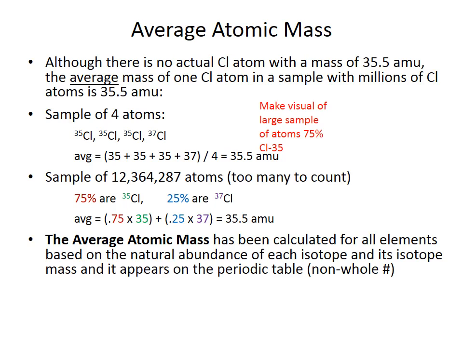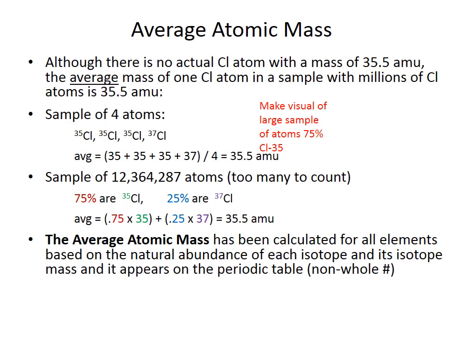and I get 35.5 AMUs. But if I wanted to look at a sample of 12 million atoms, I wouldn't be able to count them. In that case, I need to look at the weighting or the abundance of the mass 35 chlorine to the mass 37 chlorine. So if it turns out that 75% were mass 35 and 25% were mass 37, which actually is about what I'm expecting if I have chlorine, I have to do something called a weighted average.